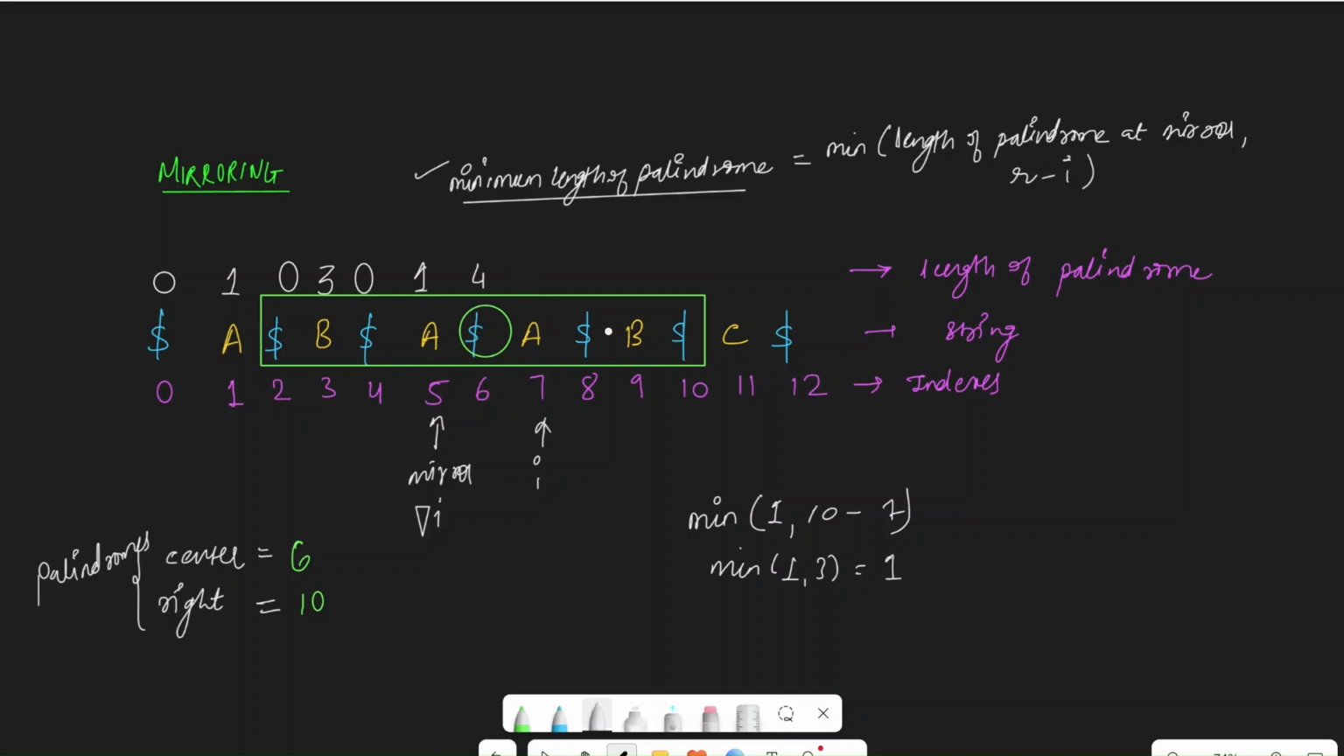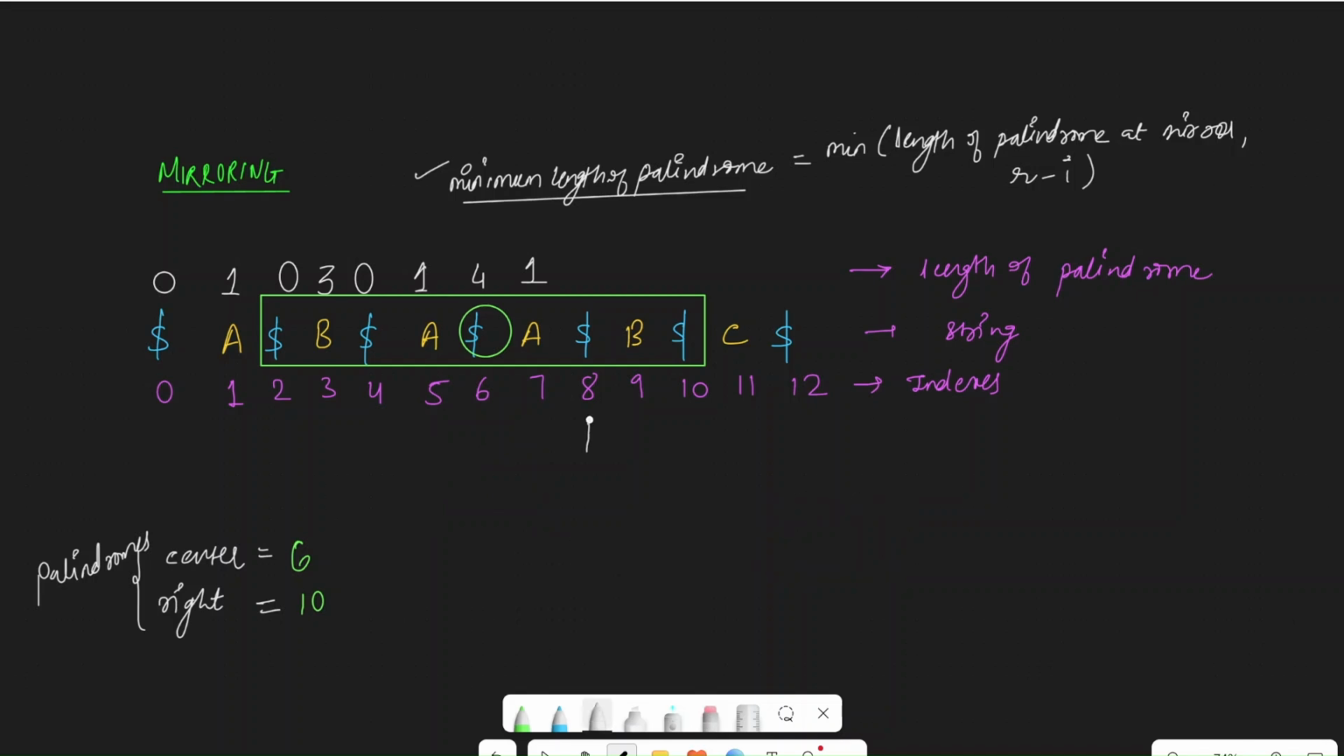Let's try to expand from here. We have only got the minimum using mirroring. So we expand 2 positions on the right, 2 positions on the left. Do we have a palindrome? No, we don't. These characters, they are not equal. So the longest length of palindrome that can be generated from here is of length 1.